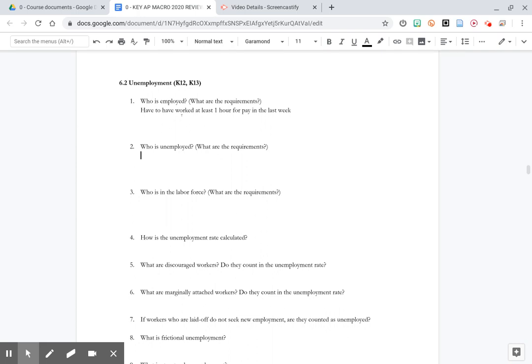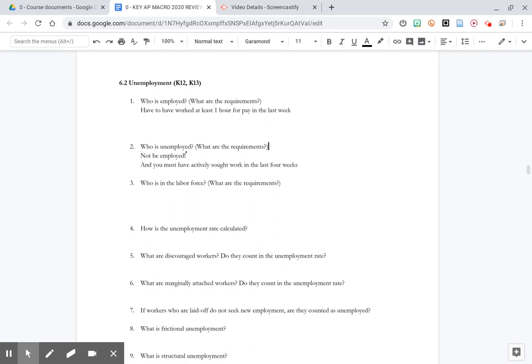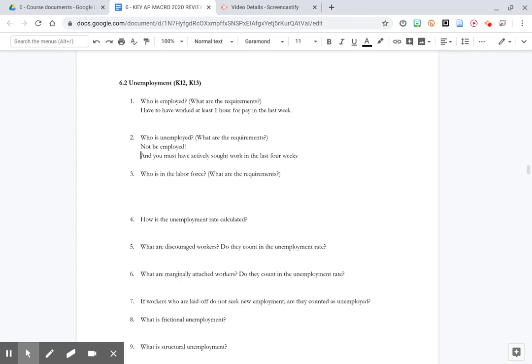Who is unemployed? So the first prerequisite would be to not be employed. You cannot be both, right? It's really important. And you must have actively sought work. That means like put in applications, gone for interviews, that kind of thing, in the last 4 weeks. And so those are the two basic requirements to be unemployed. If you didn't actively seek work, or if you maybe sought work 5 weeks ago, but not in the last 4 weeks, then you're no longer unemployed.